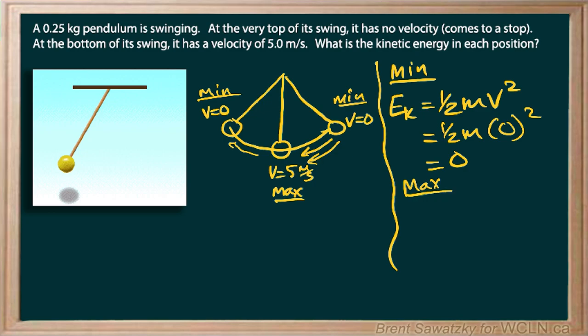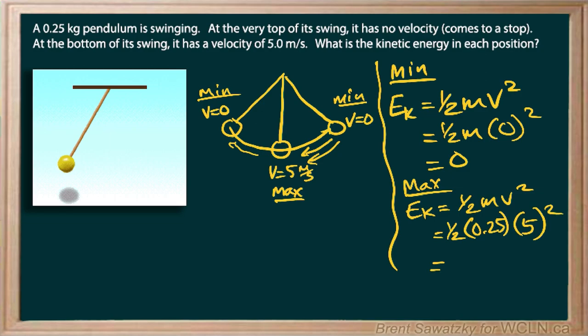At the maximum point, at the very bottom there, where it's swinging at its highest speed, EK = 1/2 mv squared. In this case, we have the mass, we'll fill in 0.25, and then we have our 5 squared, and we can put that into our calculator, and with a little rounding, 3.1 joules. So there's our maximum kinetic energy, and again, that's at the very bottom. Maximum kinetic energy means that this particular object is going at its highest speed, and we're all done.